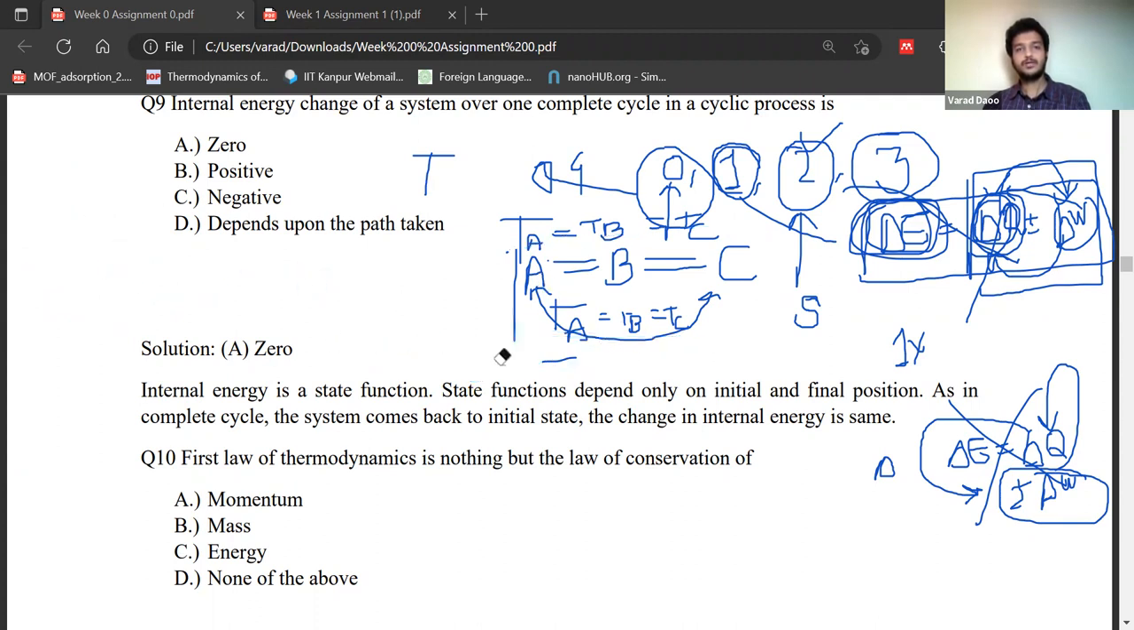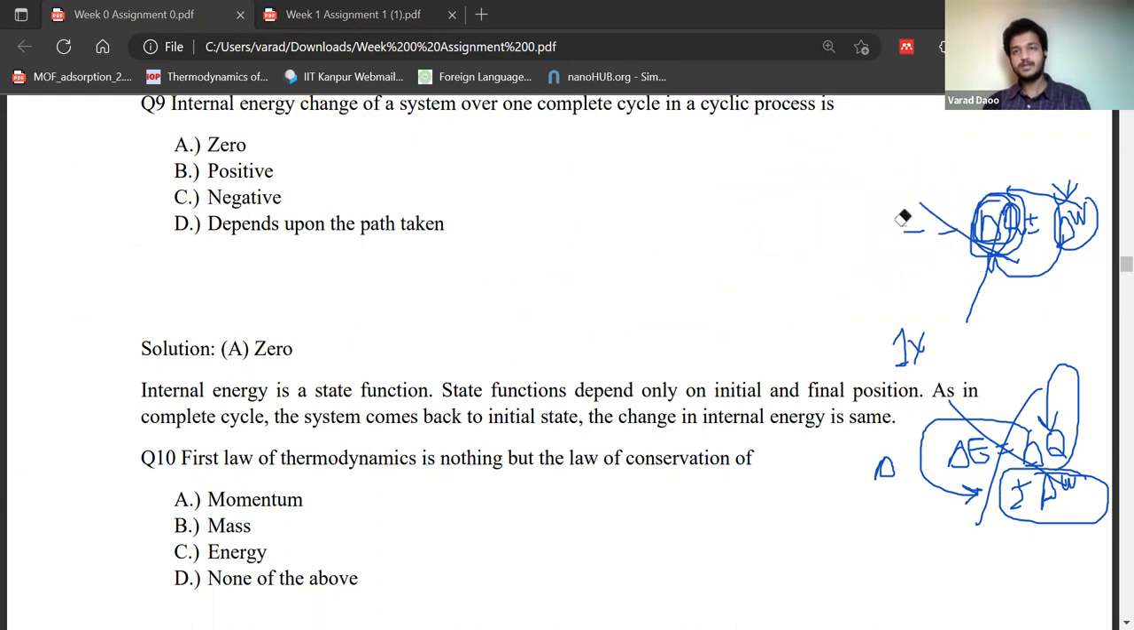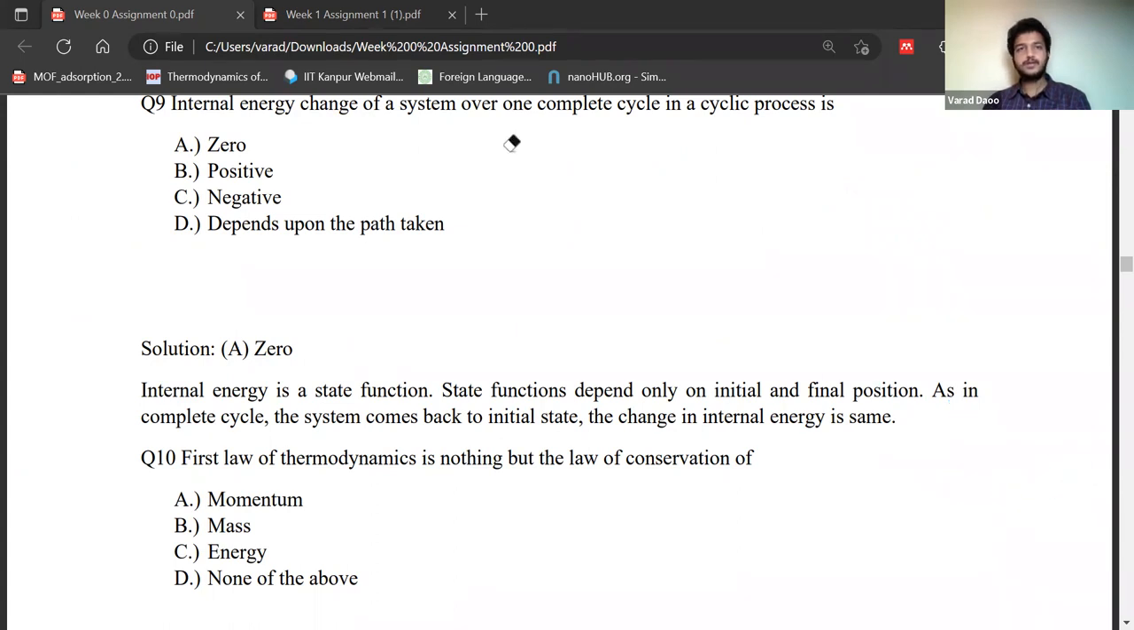So let us come back to the question. Let me first erase this. So what is the question? The question is, the first law of thermodynamics is nothing but the law of conservation of what? So the correct answer would be energy. It is not momentum, it is not mass, it is not none of the above, it is energy.